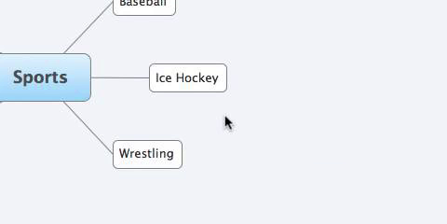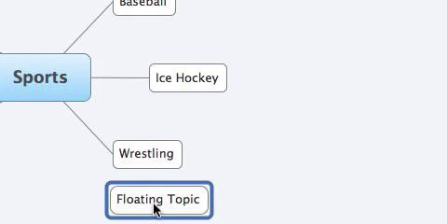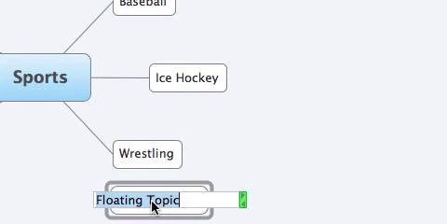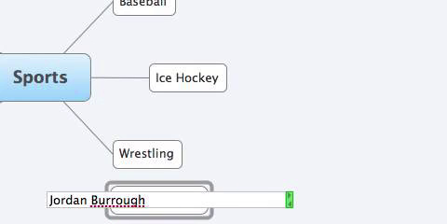Now these sports could be any type of sport. It could be a professional sport, an amateur sport, it could be gymnastics, it could be an Olympic sport. I don't care, as long as you know 3 people that participate in that sport. So here I know wrestling the best, right? So I'm going to double click outside of wrestling right here, and I get another floating topic, and I'm going to double click on that, and then I'm going to put in someone's name that I know participates in this sport. And Jordan Burroughs is my favorite wrestler here.